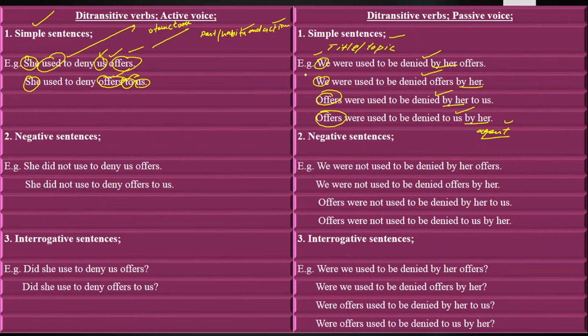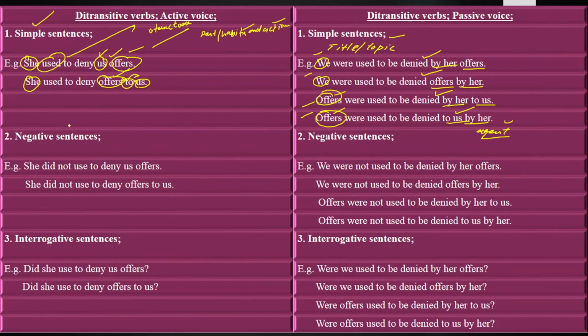In the first and second sentence we are talking about a person, in the third and fourth sentence we are talking about a thing. So that is known as the title and topic subject. And keep in your mind, "we" comes in the place of subject in the first and second sentence, so "by her" comes at the end, "offers" at the beginning. And when you bring "offers" in the place of subject in the third and fourth sentence, "by her" comes at the beginning, "to us" at the end, "to us" at the beginning, "by her" at the end.